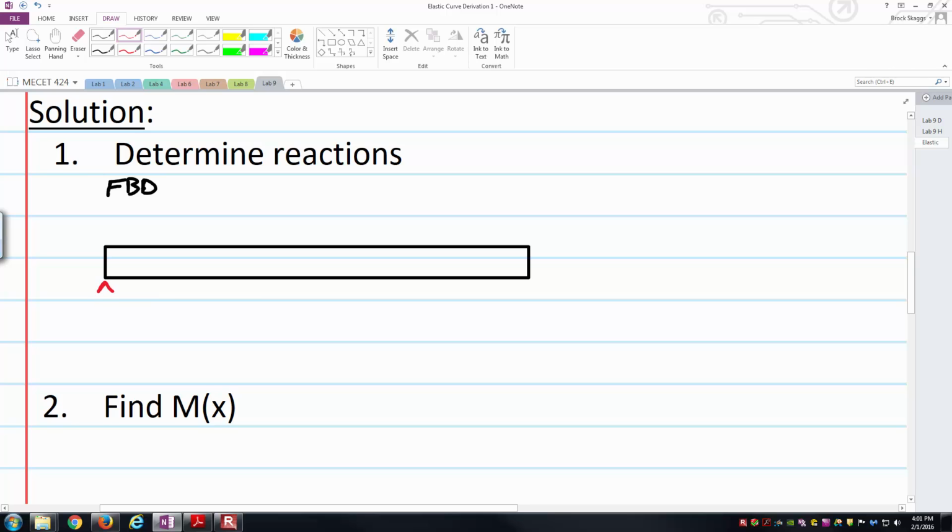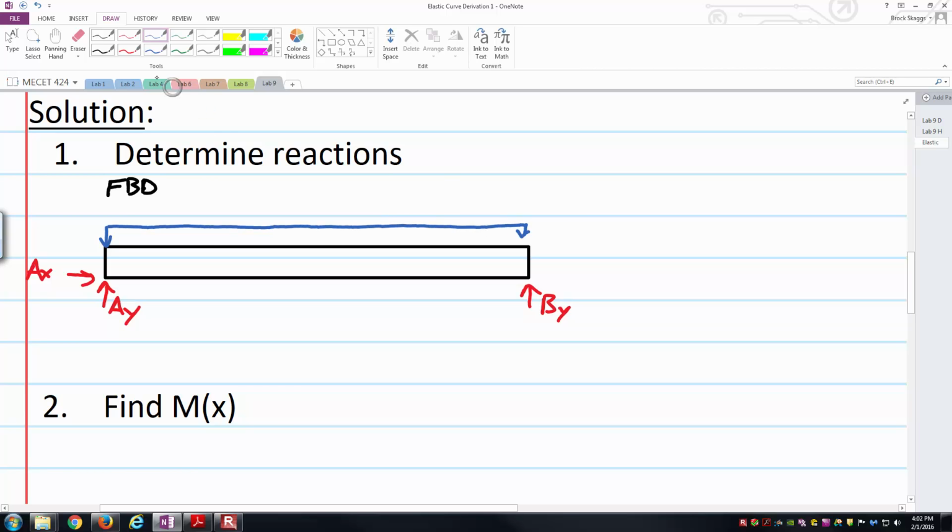I've got a pin connection here at the left hand side, so I'll represent that by A sub x and A sub y components of the force associated with the reaction. I've got a roller on a horizontal surface here, so we have an upward reaction force B sub y, and then what we really have is a uniformly distributed load, which I'll draw in blue, that goes over the entire length of the beam.